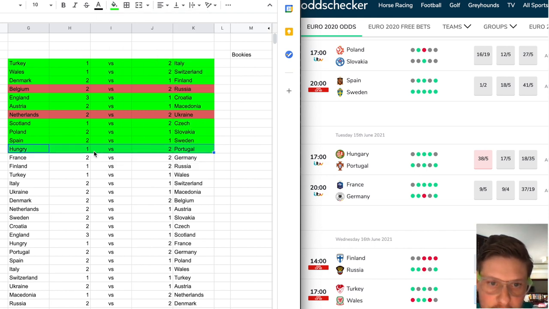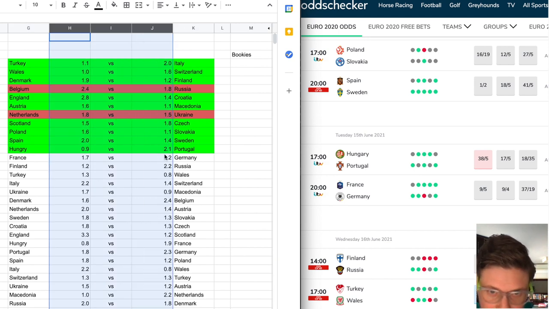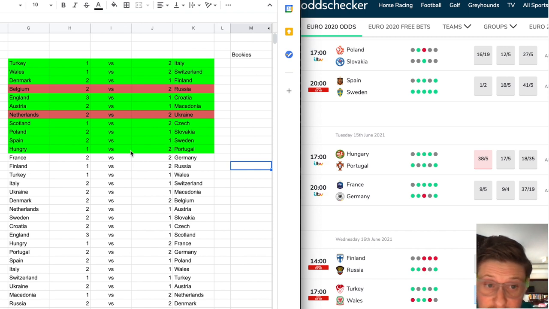I'm gonna stop showing this because I'm gonna make this video unnecessarily long. But yeah, I mean 2.1 to 0.9. So that's quite a big gap that we're seeing here. It's not like we're rounding up to two, we're actually rounding down to two.